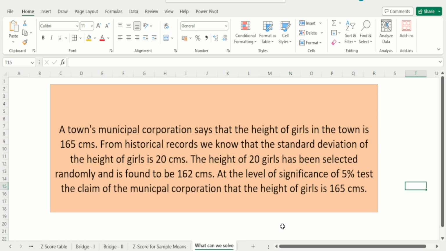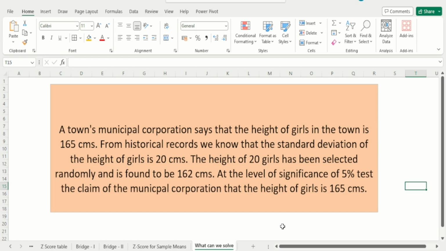So look at this question here. It says that a town's municipal corporation says that the height of the girls in the town is 165 centimeters. This is our null hypothesis. This is our starting idea or opening idea, right? And this is the idea that we have to test. Now, from historical records, we know that the standard deviation of the height of girls in the town is about 20 centimeters. And then the height of 20 girls has been selected randomly and is found to be 162 centimeters.